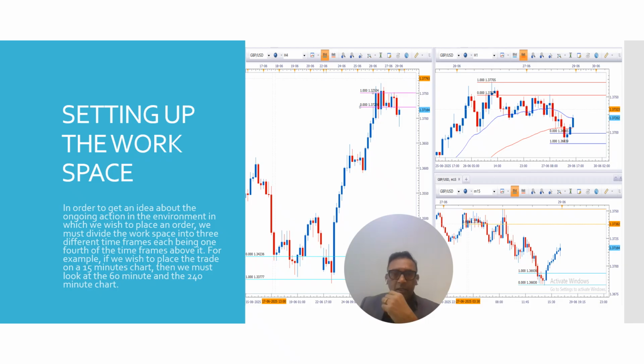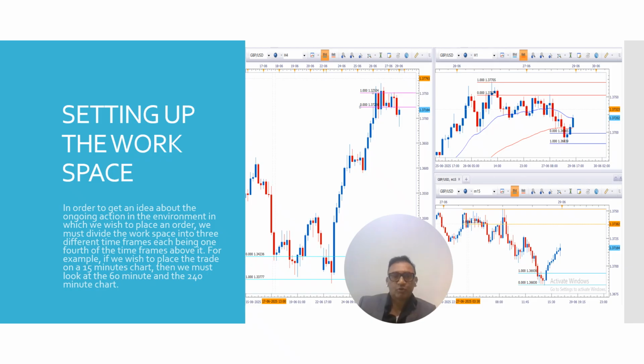In order to get an idea about the ongoing action in the environment in which we wish to place an order, we must divide the workspace into three different frames, each being 1/4 of the time frame above it. We may not stick to the exact multiplier, however, the time frame must be divided into three different parts, giving us the big picture, the intermediate time frame, and the lower time frame where the action is taking place. That is where we enter the trade, and the trade is intended to move in the direction that we think, and the location of the exit.